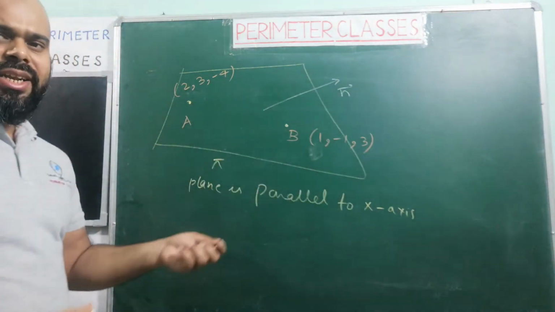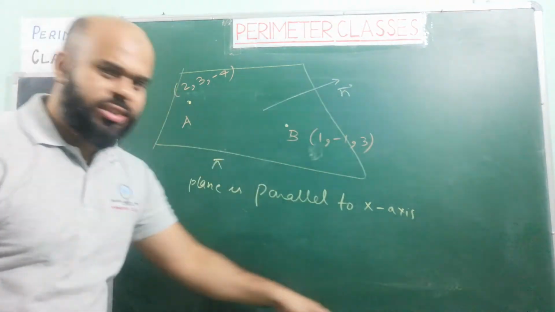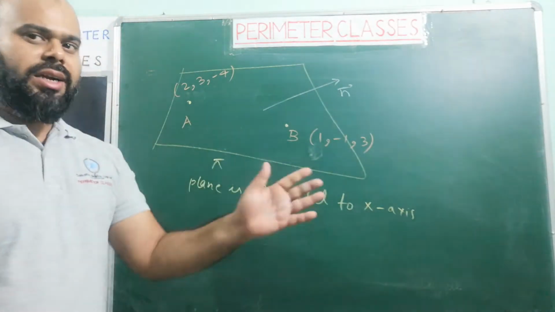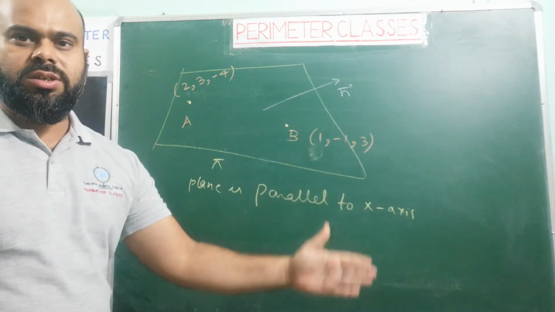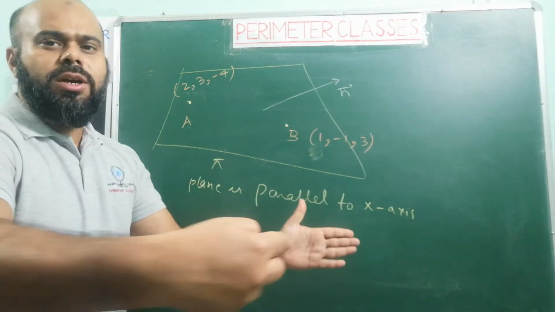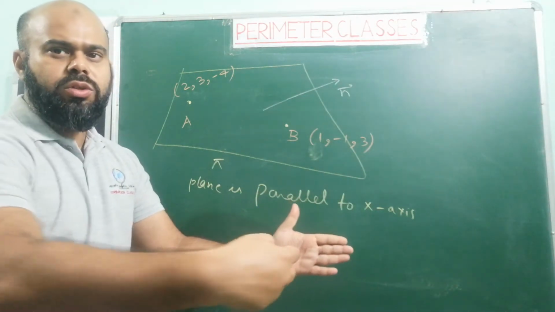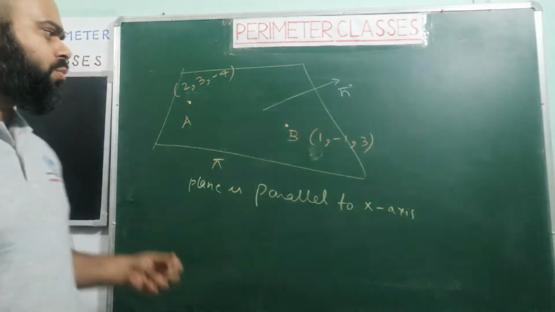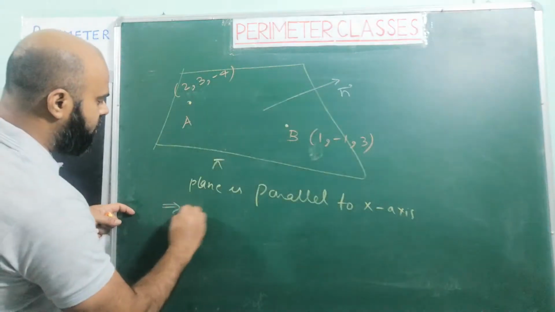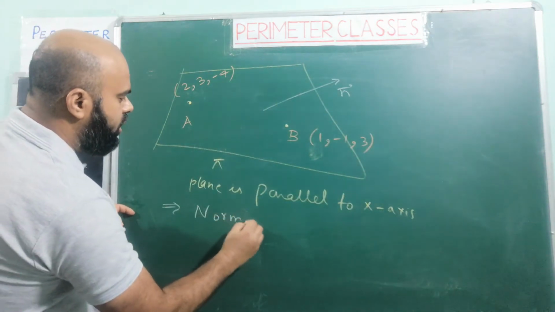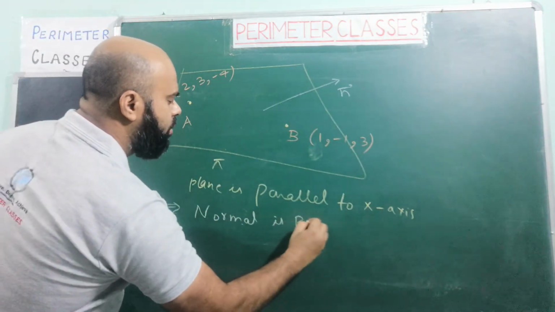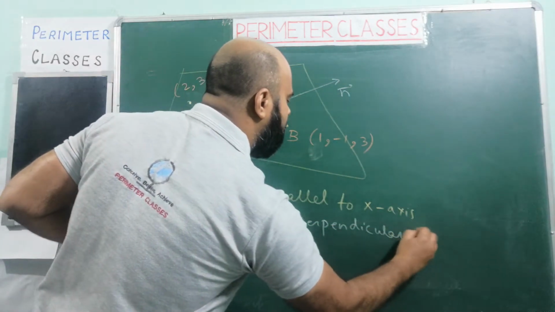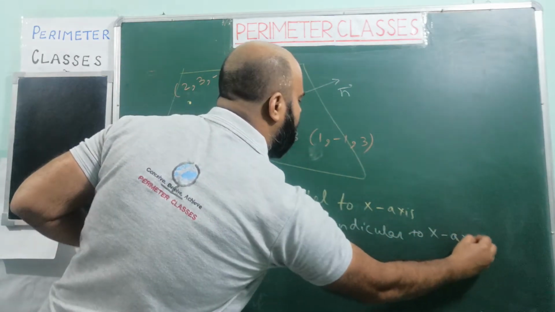If the plane is parallel to some axis, suppose this is the x-axis, this length of the board, and the plane is parallel to this x-axis, then the normal to this plane, which is perpendicular to the plane, will be perpendicular to the x-axis also. So we can say that the normal is perpendicular to the x-axis. Now let us try to find the equation of the plane.